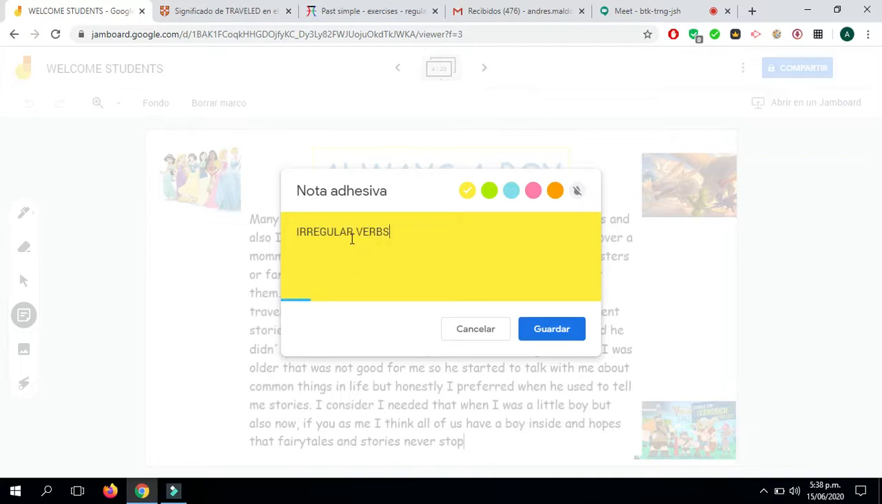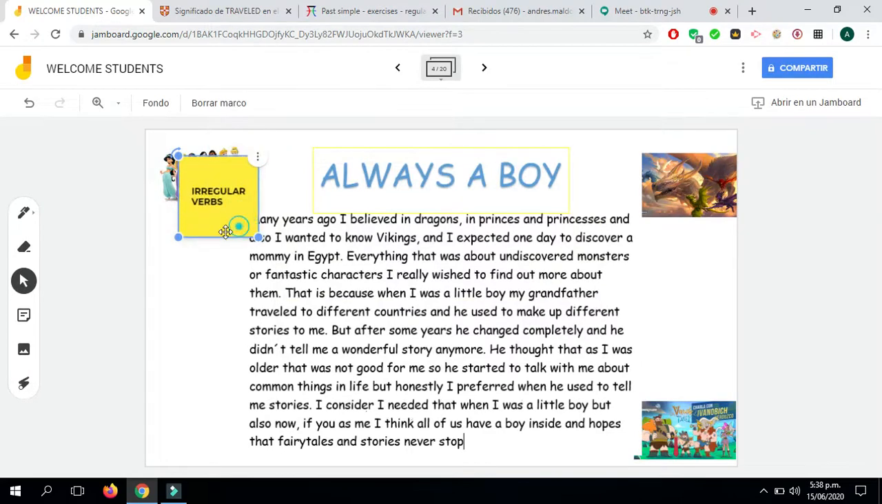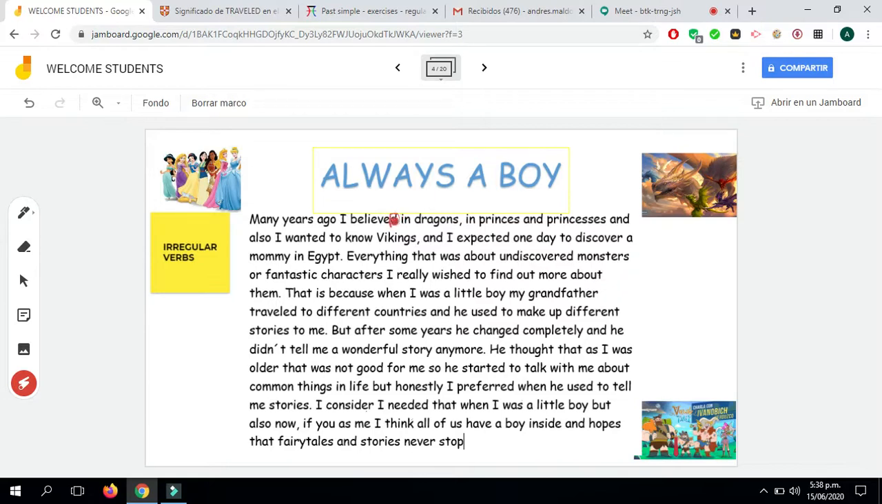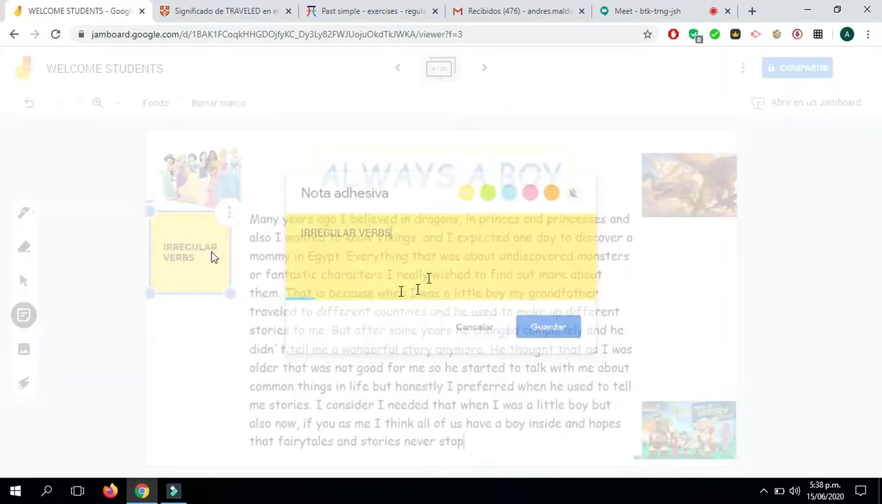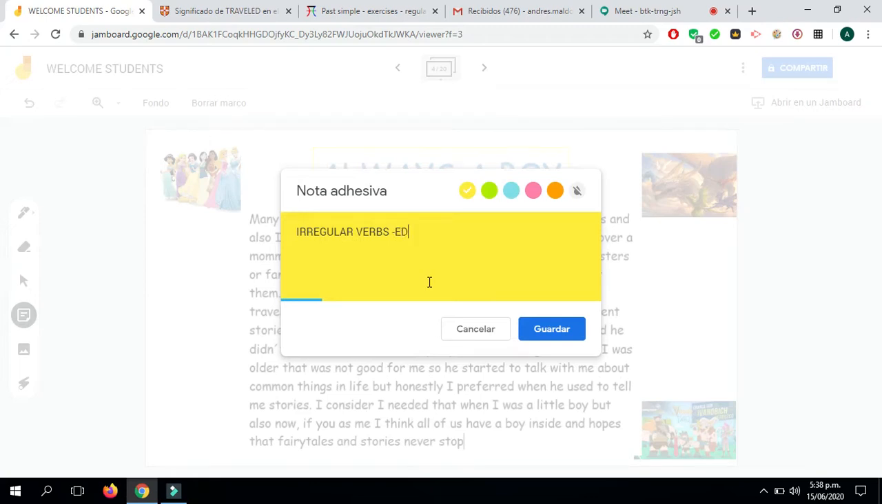irregular verbs. What is an irregular verb, teacher? Well, irregular verbs are the verbs that when I conjugate them in past tense, for example, the verb believe, you know that believe means creer, but believed with d at the end or with ed means creí. For example, travel, you know that travel means viajar, but with ed is an irregular verb because irregular verbs have ed or d at the end. Okay, later we are gonna see something about it.